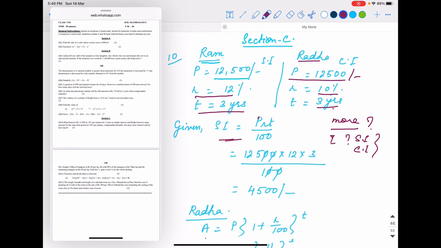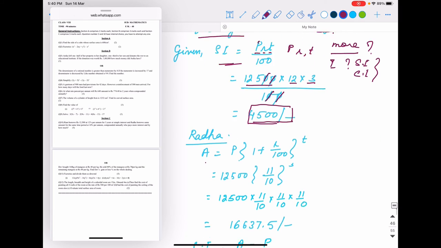So SI, we know, is PRT by 100, where P is principal, R is rate of interest per annum, and time is in years. So 12,500 into 12 into 3 by 100, the zeros cancel, and we are left with 4,500 rupees. So this is simple interest.